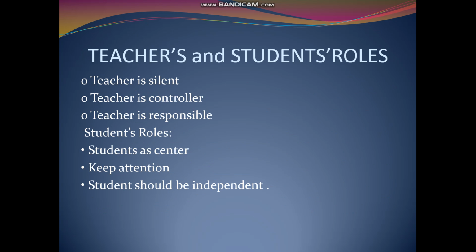Teachers' and students' roles here. Teacher is silent, teacher is controller, teacher is responsible. And students' roles: students are the center, they keep attention, and students should be independent. So here you may see the roles of the teacher and of a student. Keep in mind, when you are teacher, just do the duties of the teacher, not of the students.